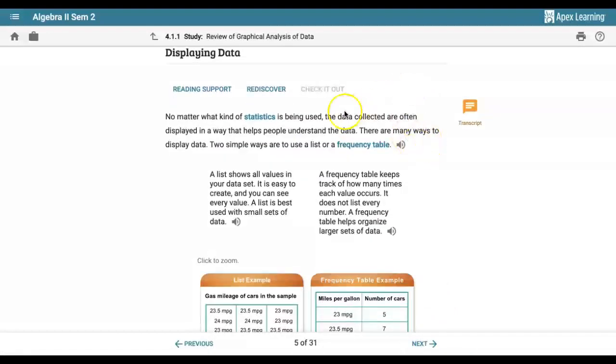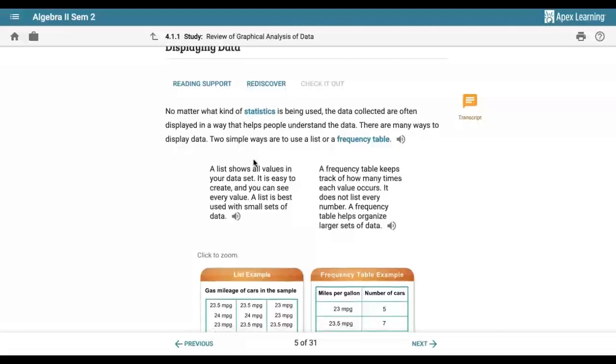Now we're going to move on to talking about displaying our data. No matter what kind of statistics is being used, the data collection is displayed, or should be displayed, in a way for people to best understand it. If people can't see the data or get an understanding of what it means, then you didn't get your point across.